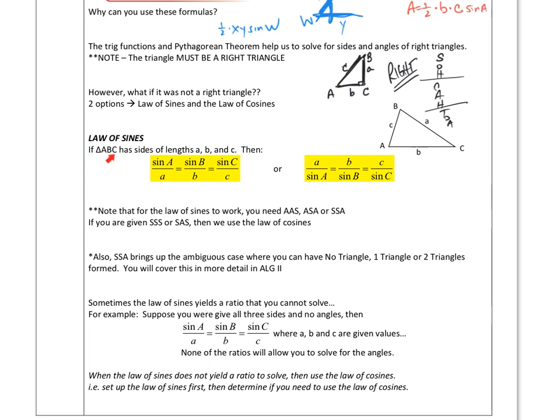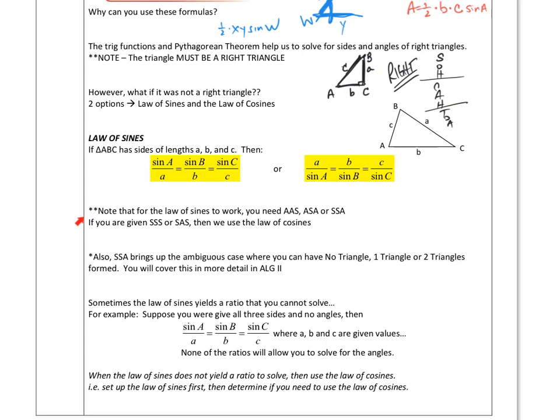So, if we have triangle ABC, this triangle right here, here's a ratio I could set up. I could say the sine of A over little a equals the sine of B over little b equals the sine of C over little c. Right here, sine A over little a, sine B over little b. You could do it the other way around, little a over sine A, little b over sine B. It doesn't matter. It's the same thing because we're setting them up as ratios. This allows you to find the angles and the sides, but there's a catch to it.